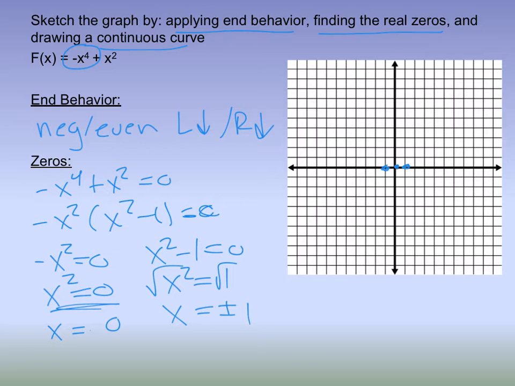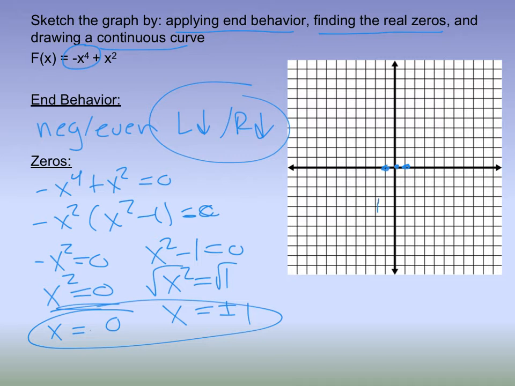Okay, so I have a lot of things going on here. I know that it's going to fall on both sides. I know that I have my x-intercepts, and I also know that I have an even multiplicity for 0 and an odd multiplicity for plus or minus 1. So at my plus or minus 1 values, I know my graph is going to cross the x-axis, but at 0, because it had that even multiplicity, it's going to bounce off.